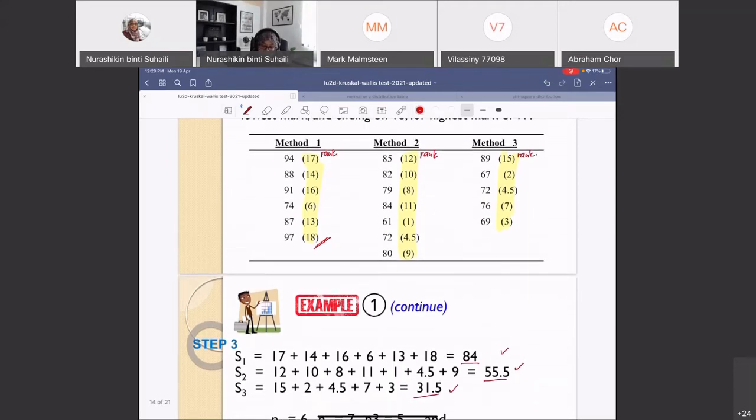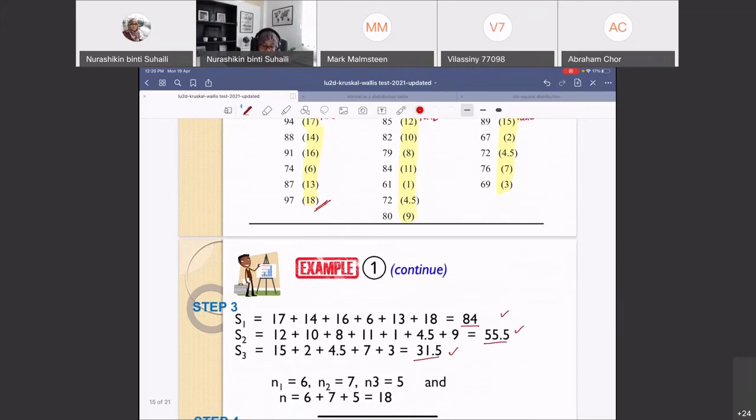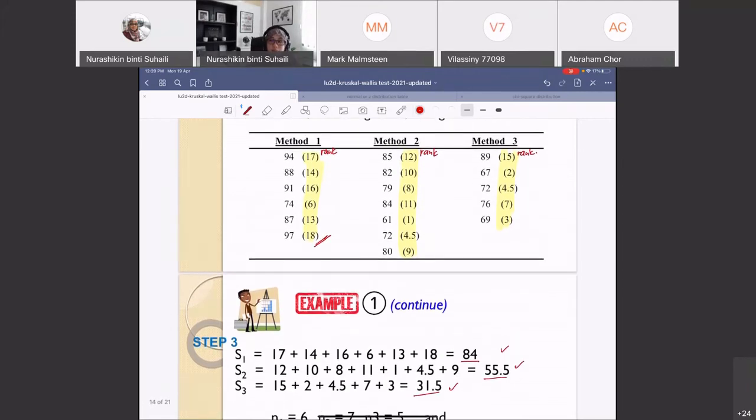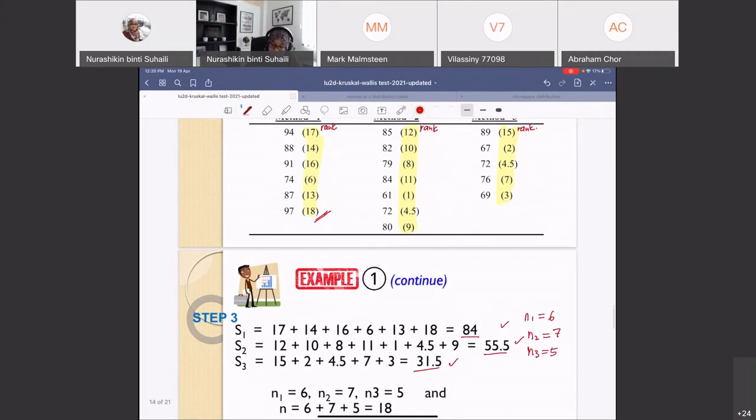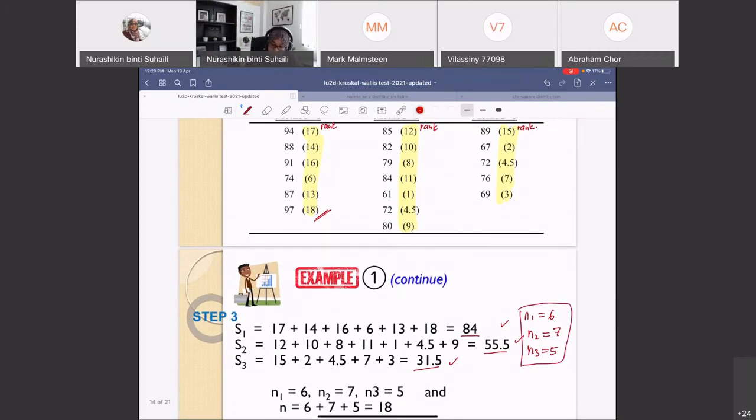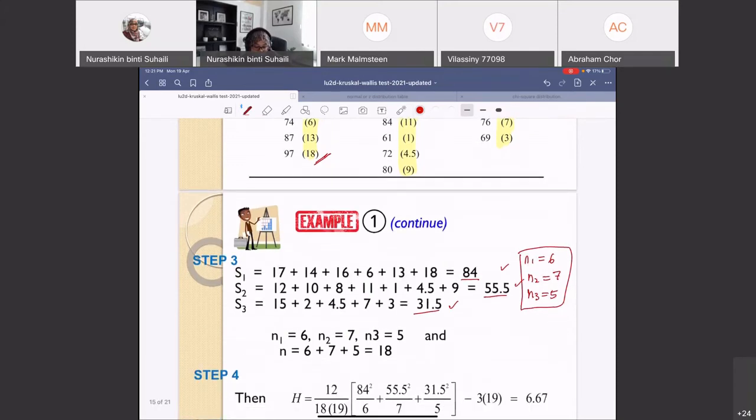And also you have to identify Ni. Ni is the sample size, the size of each sample. So let's say N1, how many data are there? 1, 2, 3, 4, 5, 6. So N1 is 6. N2 is 7. N3 is 5. So these are the things that you have to figure out as well: Si, and also Ni. Okay, so that is step 3.